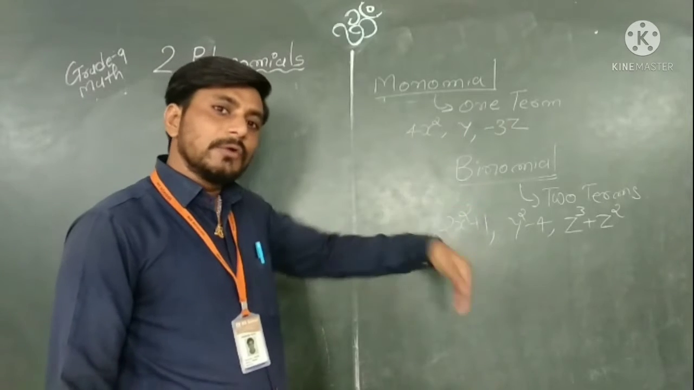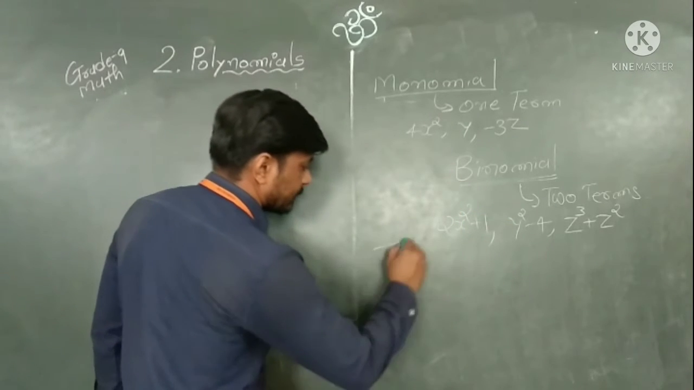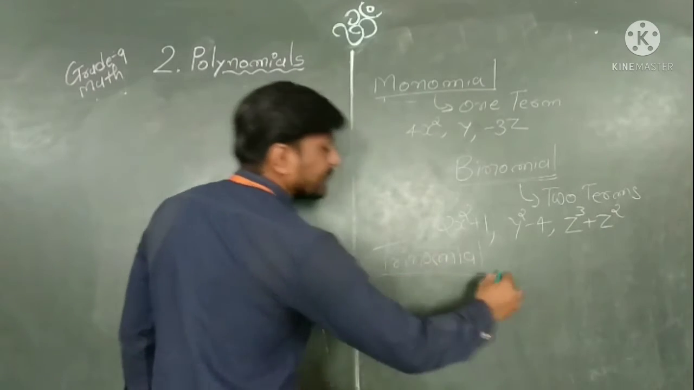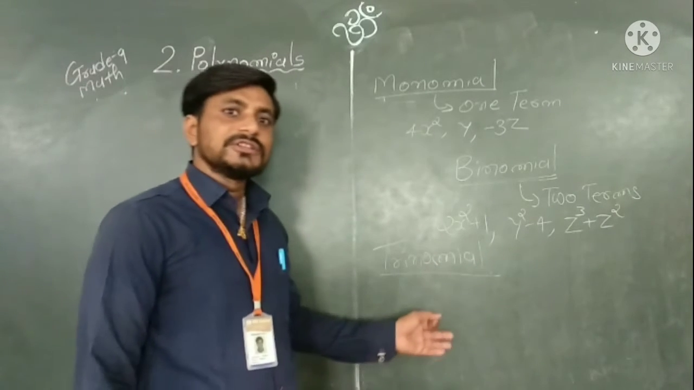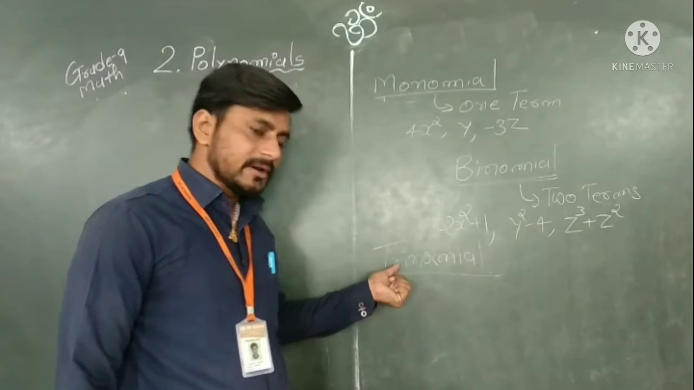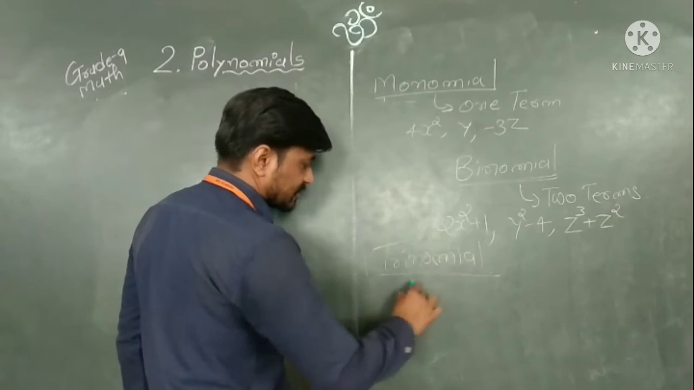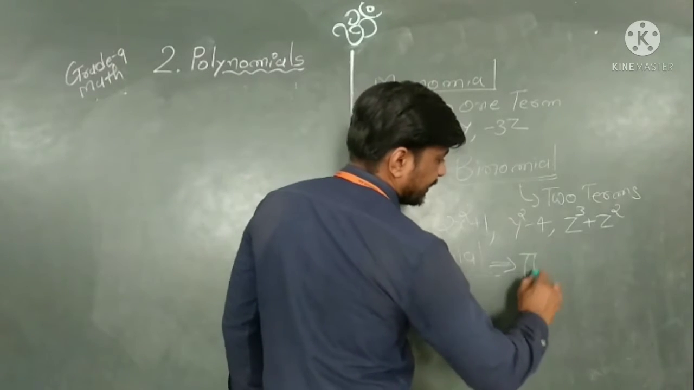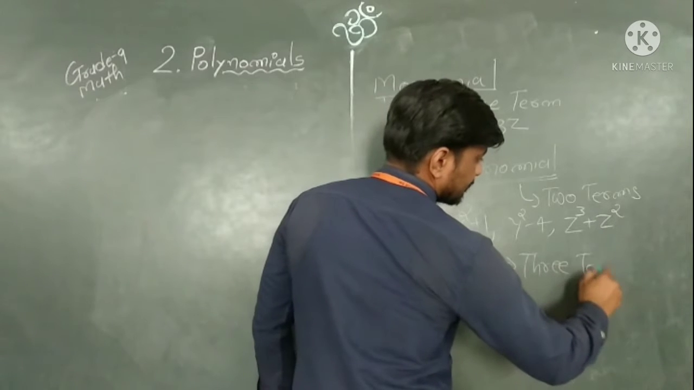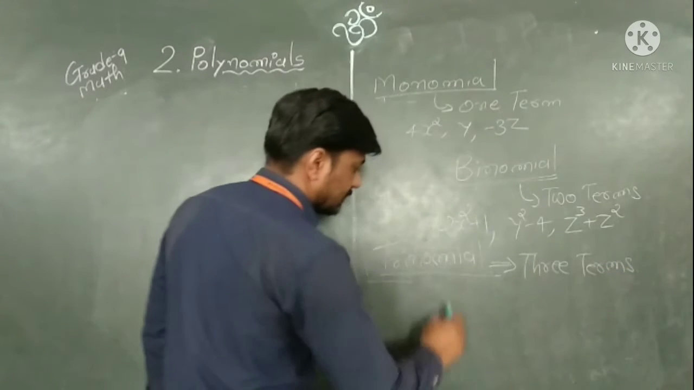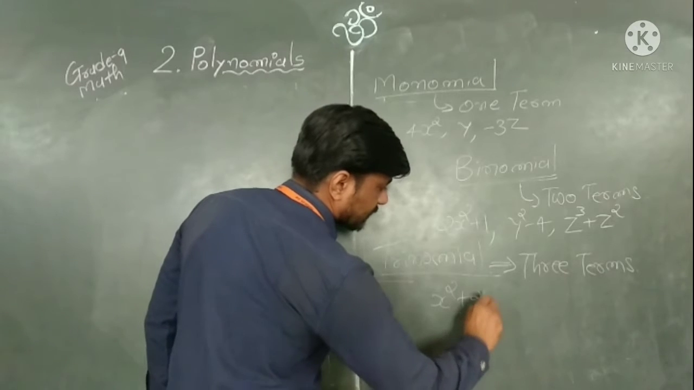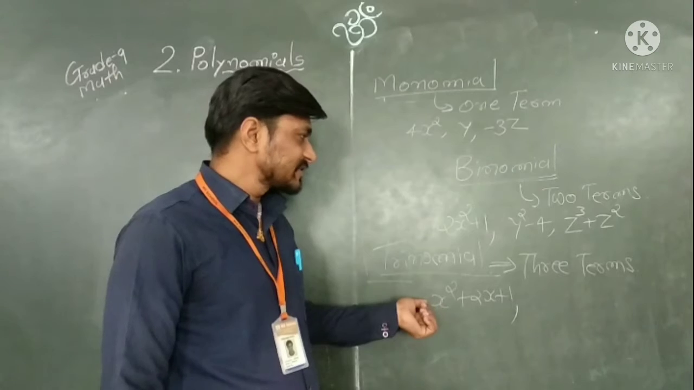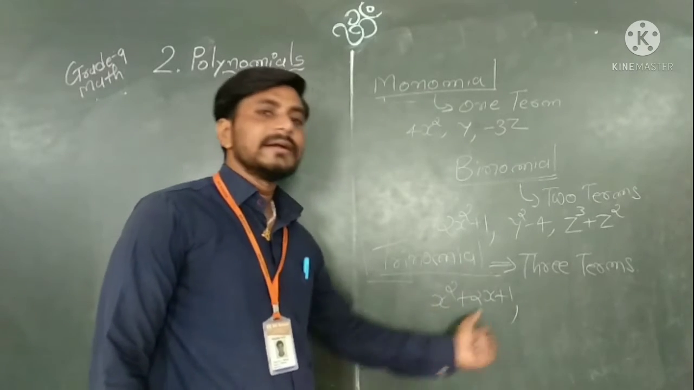Similarly, the next definition is trinomial. Trinomial: an algebraic expression which consists of three terms is said to be a trinomial. Here look, 3 means three terms. So this trinomial consists of three terms. What is the example? x square plus 2x plus 1. This is an algebraic expression which consists of three terms. That means this is said to be a trinomial.